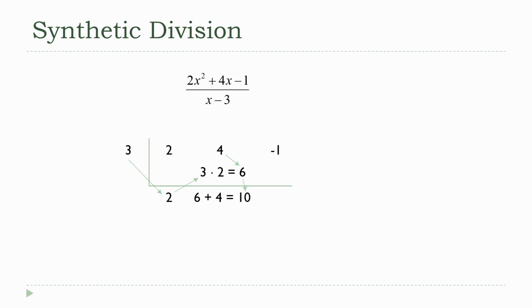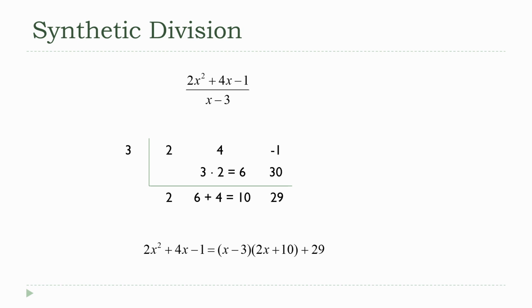And now we do it again, right? 3 times 10 is 30. Minus 1 plus 30 is 29. Okay, so how does this relate back to the remainders that we're looking for? Well, what this is telling me is that the original polynomial is equal to x minus 3 times 2x plus 10, so the 2 and 10 from the first column, and the last column is the remainder, right? So it's a remainder of 29.